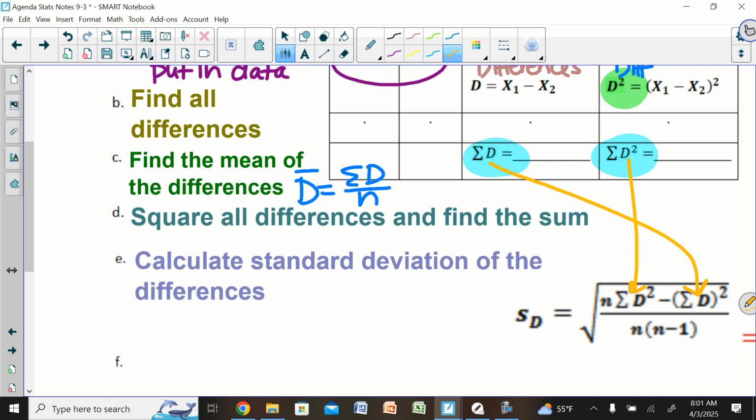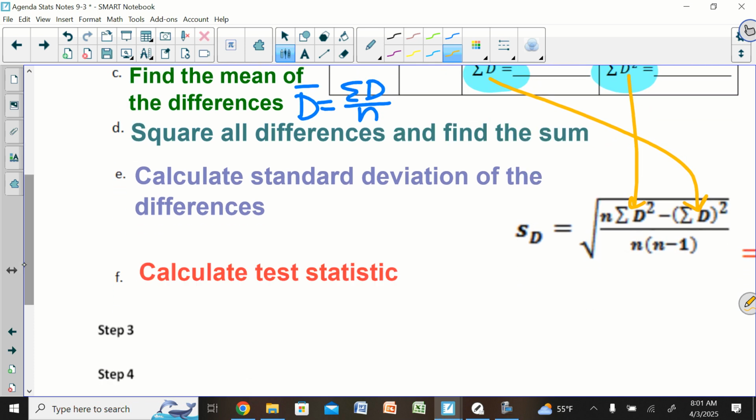Once you've got your standard deviation, then we can calculate our test statistic. So this is what we've been waiting for. Calculating our test statistic, t is equal to D bar from step C minus mu sub D, which again becomes 0, all over our S sub D answer over the square root of n. So you need all of this stuff and make a table. You don't have to make square boxes around it, but somehow you've got to keep track of your differences, add them up, your differences squared, add them up, and be able to calculate those things.